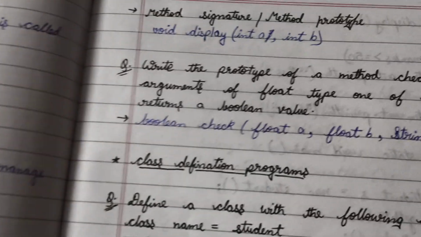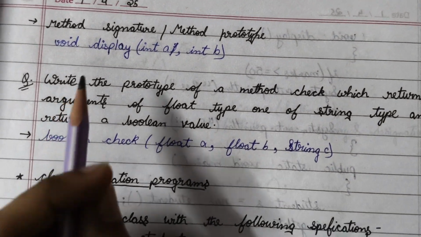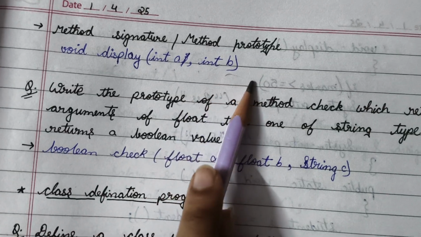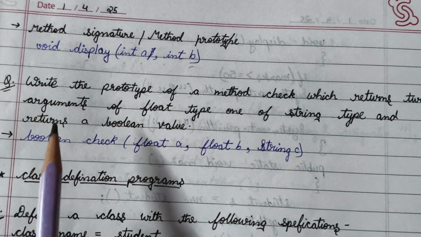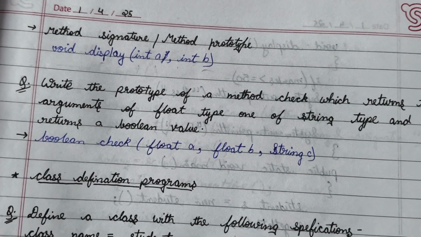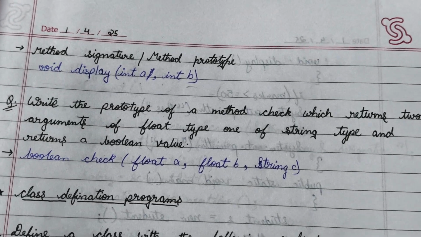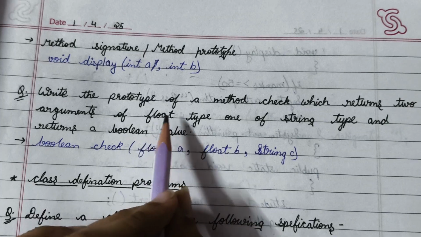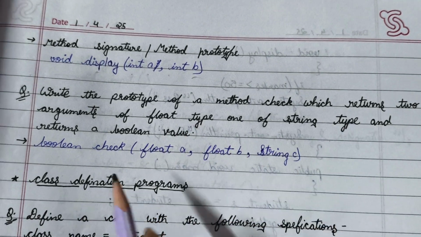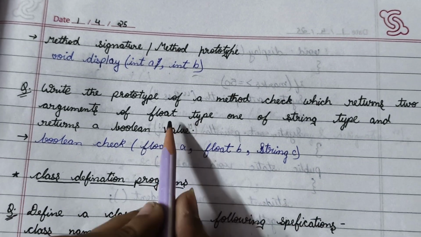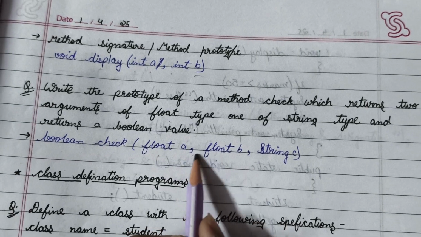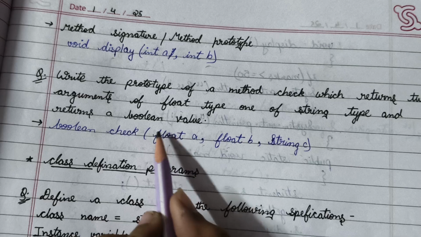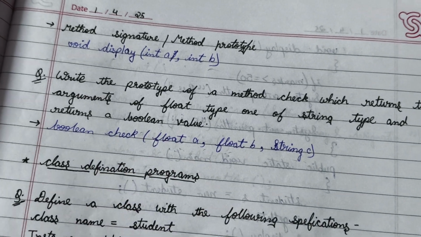Now let's move to the method signature or method prototype. In this we just write the method like this: void display(int a, int b). It's just the name of the method, nothing else. Now there is one question: write a prototype of a method check which takes two arguments of float, one of string, and returns a boolean value. So float, two arguments, we can take any names, not only a, b and c, of our choice, a float and a string, and the return is a boolean value, so we have written boolean like this.